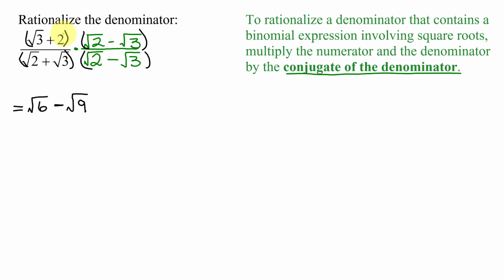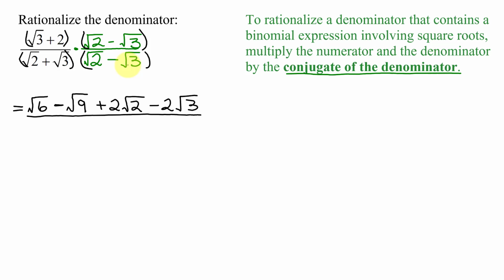This 2 is outside the radical. This is inside. We can't multiply them, so I'm just going to get plus 2 times the square root of 2. And then last, 2 times negative the square root of 3, which is minus 2 times the square root of 3. All divided by, now in the denominator, I'm multiplying conjugates.